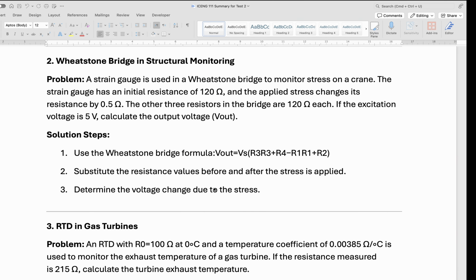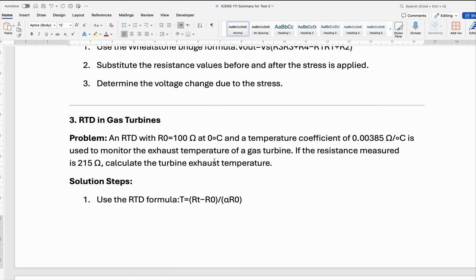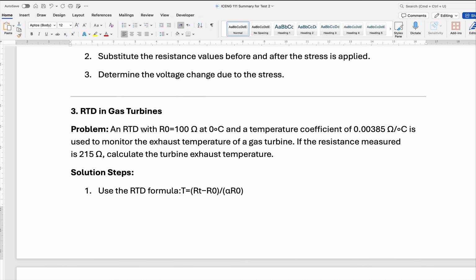Okay, so I hope that clears up the problem that I was just trying to explain. Try to solve the Wheatstone bridge. We already went through this. This is the RTD, in which I have the equation RT is equal to R naught into 1 plus alpha delta T.